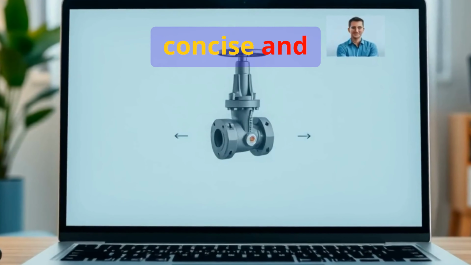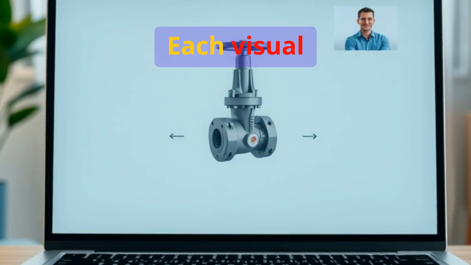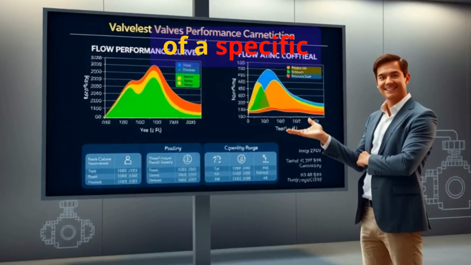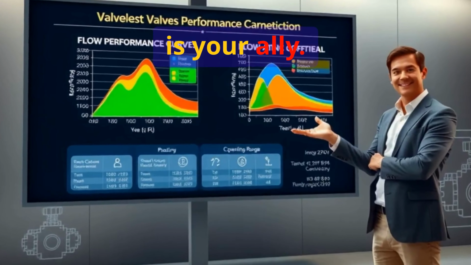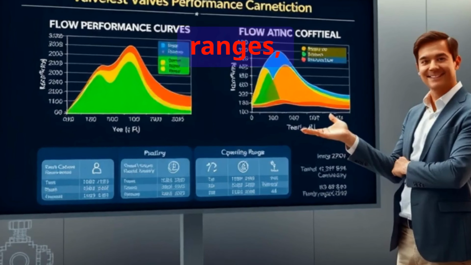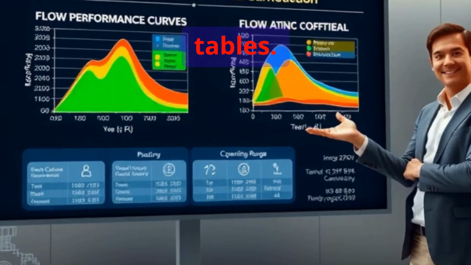Keep text concise and avoid cluttered slides. Each visual should reinforce your key message. When demonstrating the performance or features of a specific valve, data is your ally. Show performance curves, flow coefficients, operating ranges, and material compatibility tables.